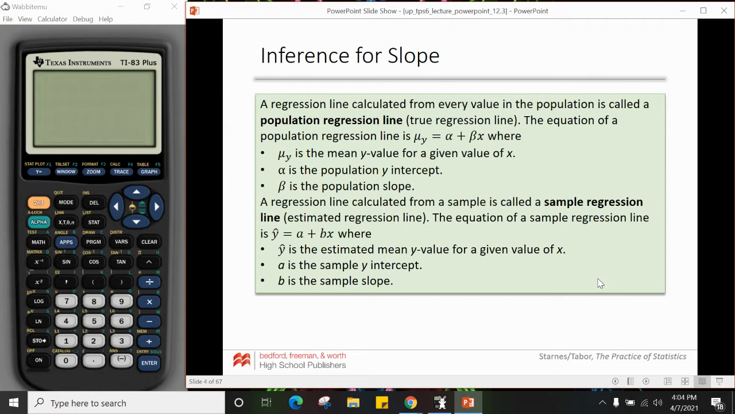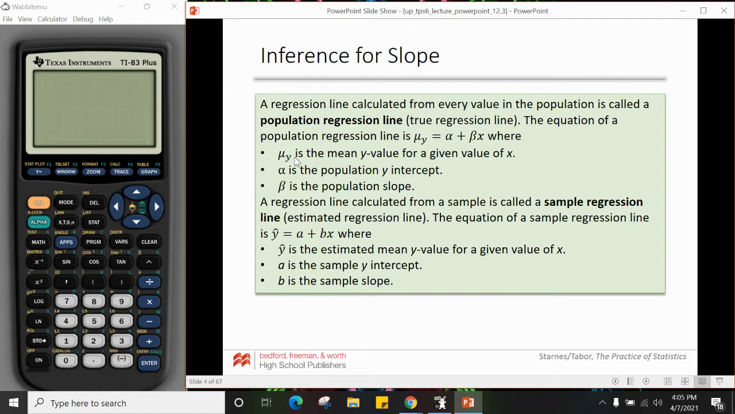So just some information. A regression line calculated from every value in the population is called a population regression line. The equation of a population regression line is mu y equals alpha plus beta x, where mu y is the mean y value for a given x value. Alpha is the population y-intercept, and beta is the population slope.